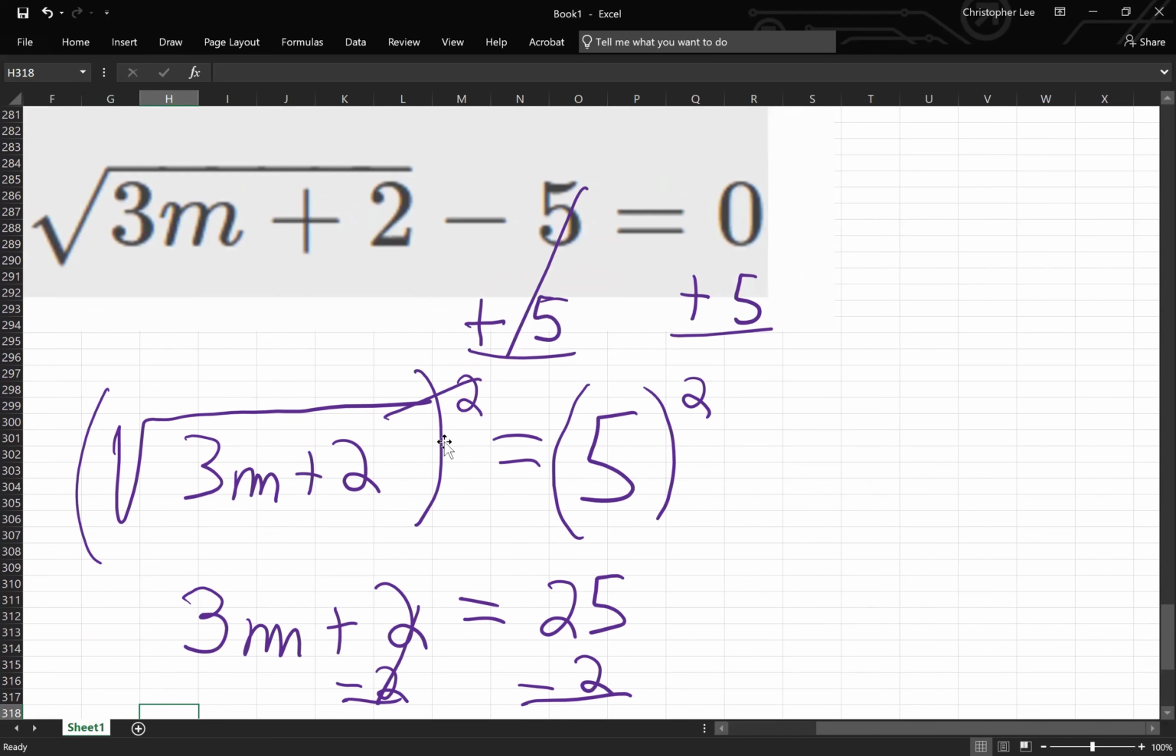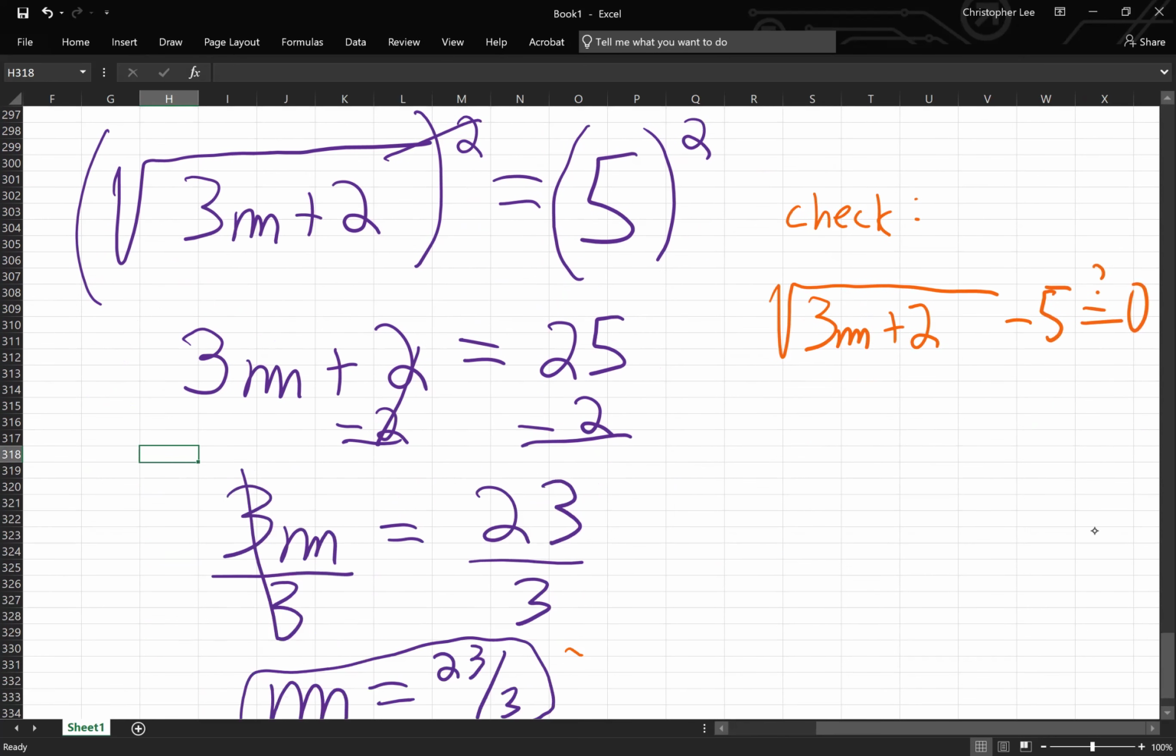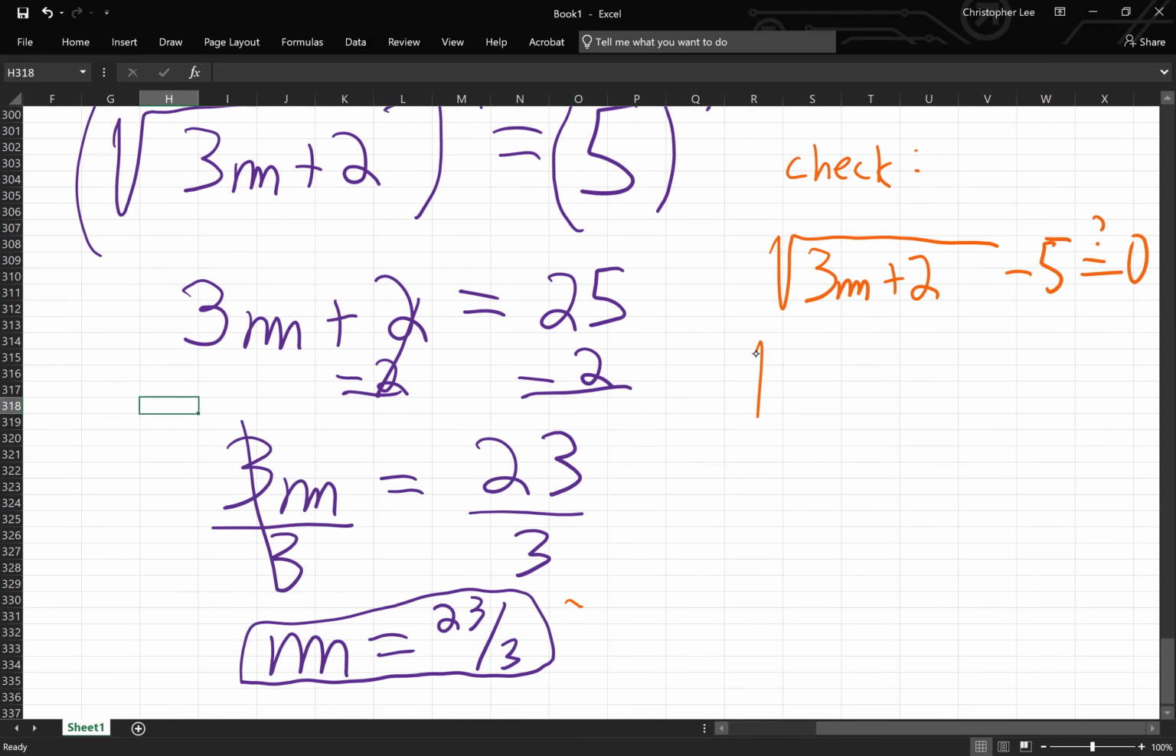So then now we want to check our answer because we got to know if this is right or if it is not going to work, right? So we have square root 3m plus 2 minus 5 allegedly is equal to 0. We're going to see, right? So this is going to be square root 3 times 23 over 3 plus 2 minus 5. And allegedly, that's equal to 0.